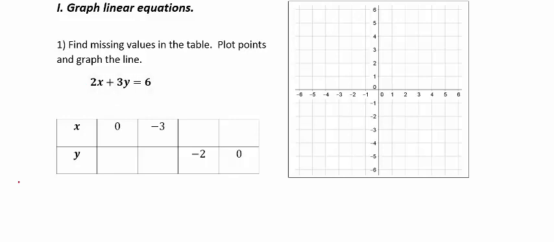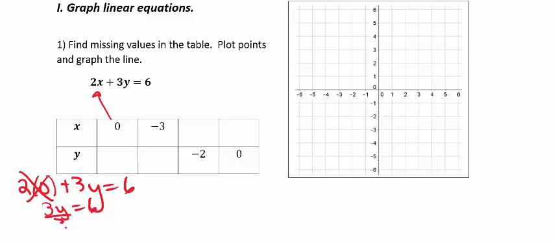So we're going to take this equation and we're going to plug 0 in place of x right here. Plus 3y is equal to 6. 2 times 0 is 0. So we just get 3y is equal to 6. Divide both sides by 3, and y is going to equal 2. So when x is 0, y is 2.